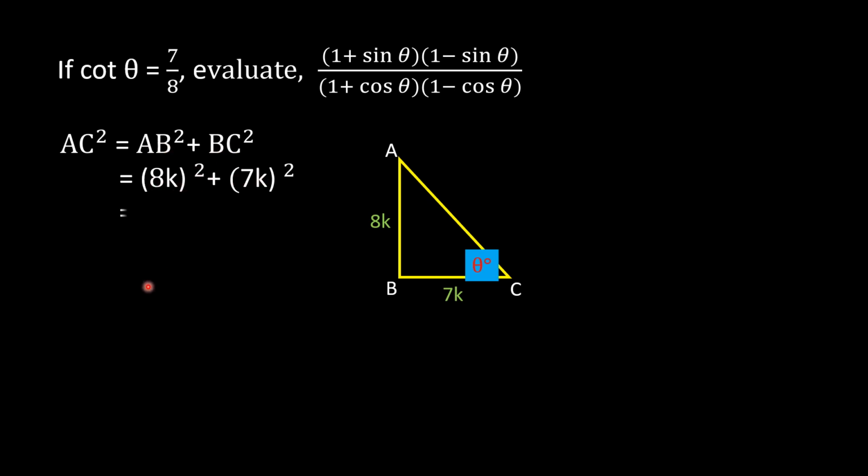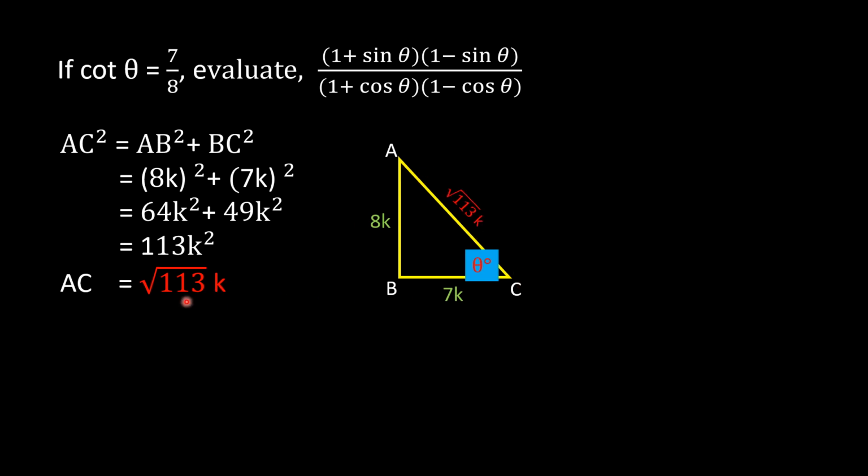8K squared will be 64K squared. 7K squared will be 49K squared. 64 plus 49 will be 113K squared. So AC will be under root 113K. So we will write AC equals under root 113K.